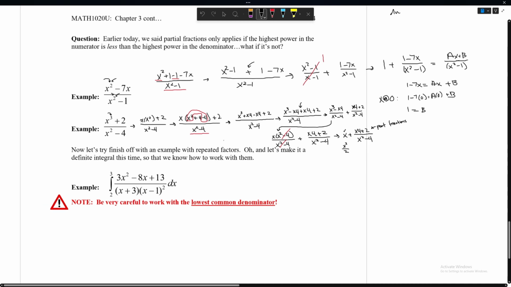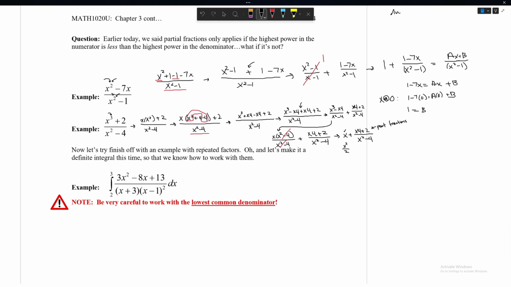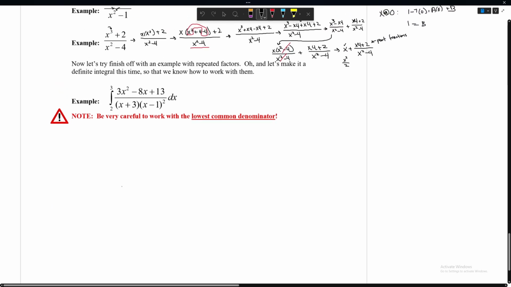Alright. Now let's try to finish off with an example with repeated factors. And let's make it a definite integral this time so that we know how to work with them. I mean, a definite integral, to be honest, you guys, is just the same thing as any integral. It's just you take the bounds, which is this minus this. Now for this one, with an example with repeated factors.